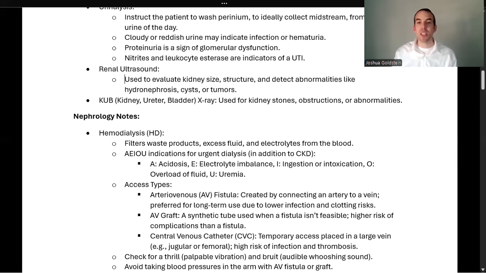whatever their indication is. This is the preferred method because it has lower risk of infection, lower clotting risks, and other benefits as well.